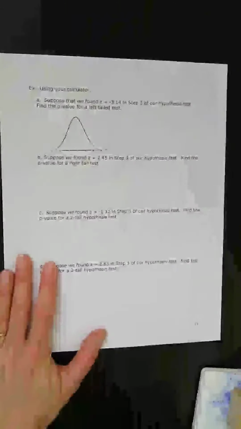So suppose we found z is negative 3.14 in step 3 of our hypothesis test. Find the p-value for a left-tailed test. So there's 0, 1, 2, 3. So negative 3.14 is like way back here. So it's a tiny, tiny, tiny little tail. Okay. So I'm going to do normal CDF. And they did say it's a left tail test, so that makes sense with my picture here, right? So if it's a left tail test, I'm using the lower bound of negative 1,000, the upper bound of what my value is, 0 and 1.